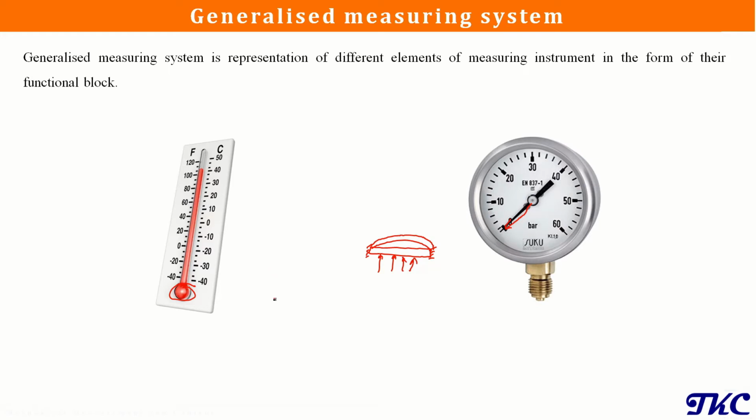So what we can say here is that instead of specifying the specific elements of a measuring device, we can specify them in general in the form of their functionality. So that is the concept of a generalized measuring system.